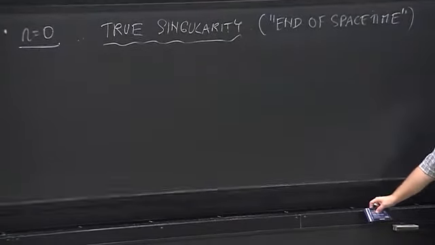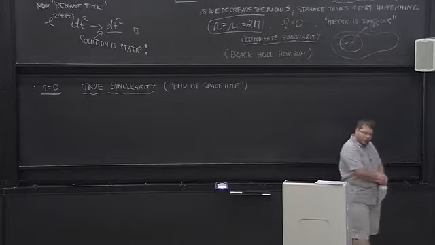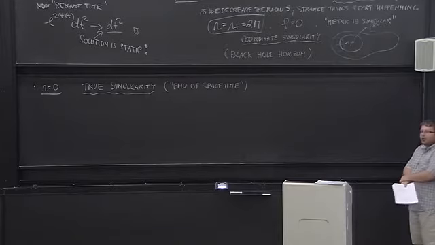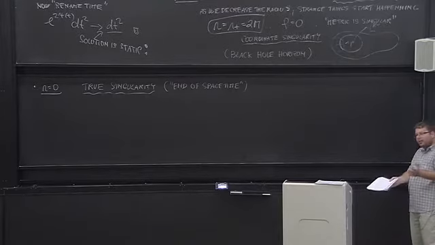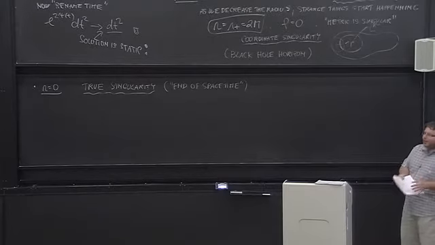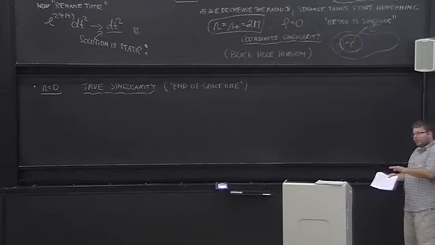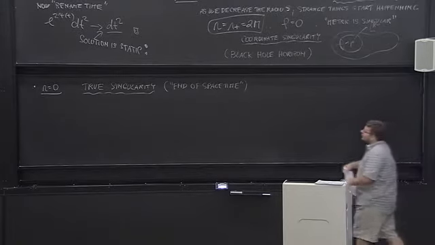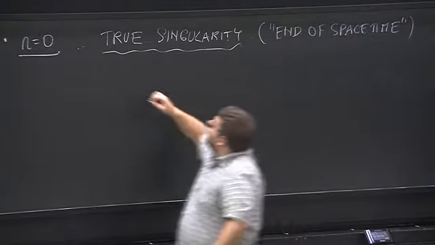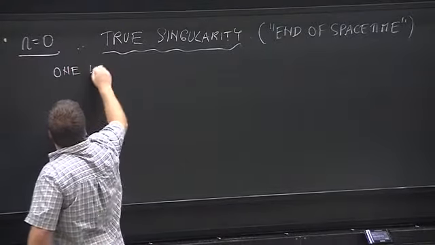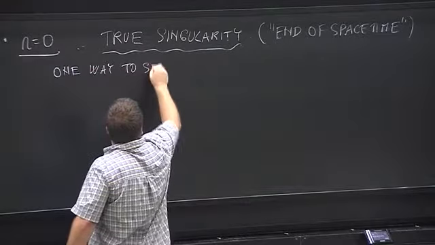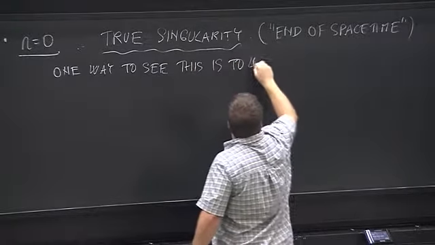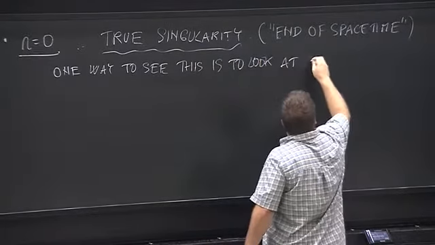So how to show this? One way is to look at some scalars which may actually diverge at r equal to 0. Because it's a scalar, it will be true for any observer. Any observer who observes this will see that the scalar diverges, and so that means something is bad there. So one way to see this is to look at some curvature scalars.